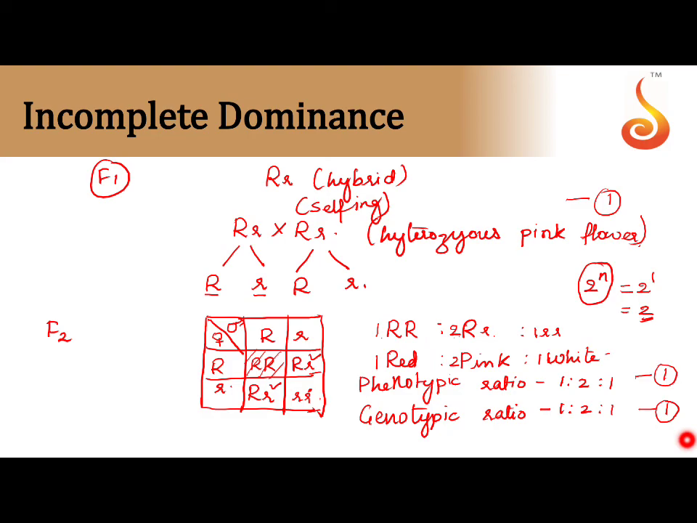So, how is it different from the monohybrid cross seen in Mendel's case? In Mendel, we saw the ratio was different for phenotype and genotype. There it was phenotypically 3:1 and genotypically 1:2:1. In this case, both are 1:2:1.